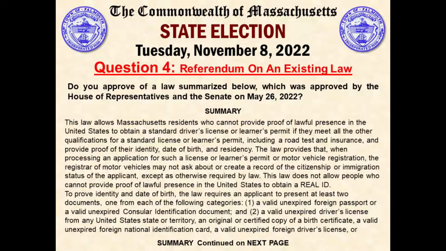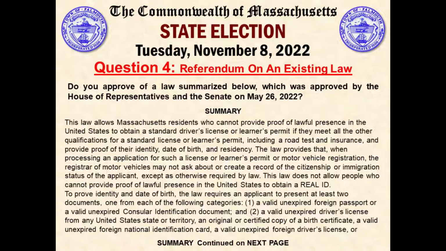Ballot question number 4. Referendum on an existing law. Do you approve of a law summarized below which was approved by the House of Representatives and the Senate on May 26, 2022? Summary. This law allows Massachusetts residents who cannot provide proof of lawful presence in the United States to obtain a standard driver's license or learner's permit if they meet all the other qualifications for a standard license or learner's permit, including a road test and insurance, and provide proof of their identity, date of birth, and residency.